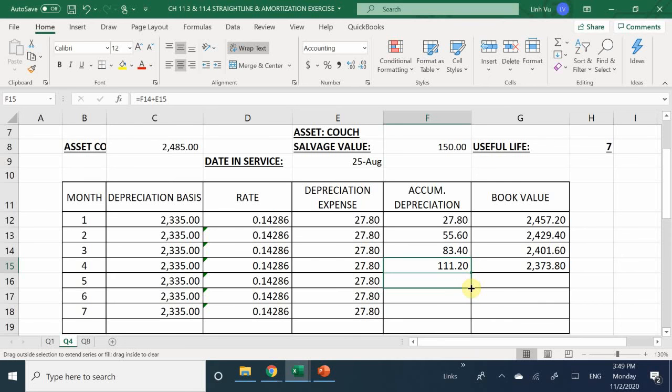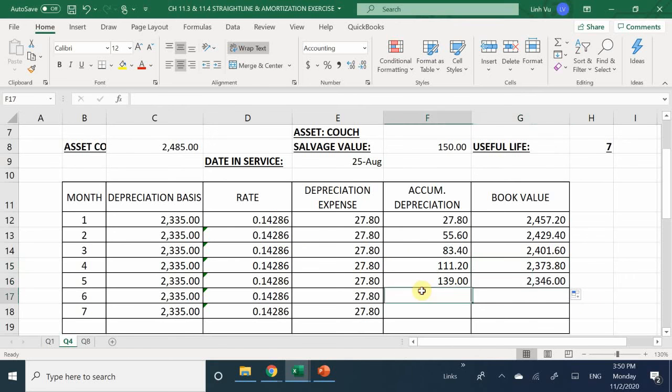So what's the accumulated depreciation for year 5? Oops. $139. $139 even. Good. All right. And my new book value is $2,346. Good.